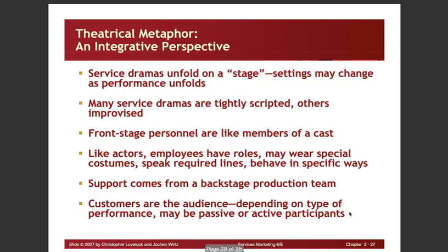Okay, so the theatrical metaphor in service encounters is an integrated perspective. Service dramas unfold on a stage, and the setting may change as the performance unfolds. It means that when you are in the service encounter, you see directly what the service provider, the service personnel, is doing, and it may change. Even if they have a standard, the standard may change, or your needs may change as well, or you want to flexibly ask for your requests, for example. And many service dramas are tightly scripted, or just improvised. It means they have a standard script.